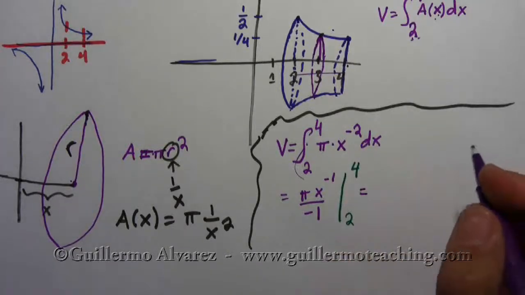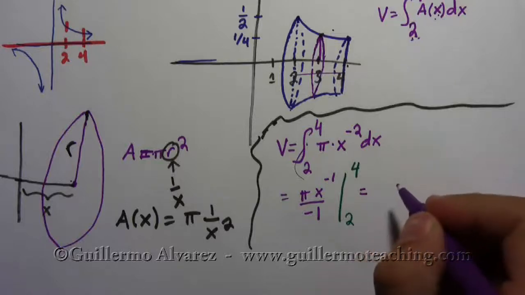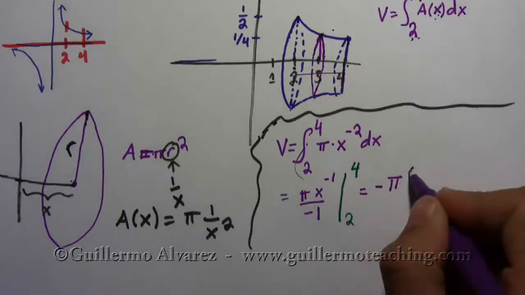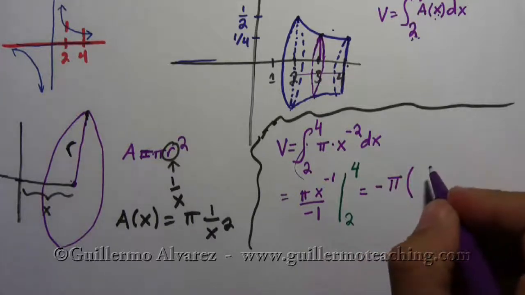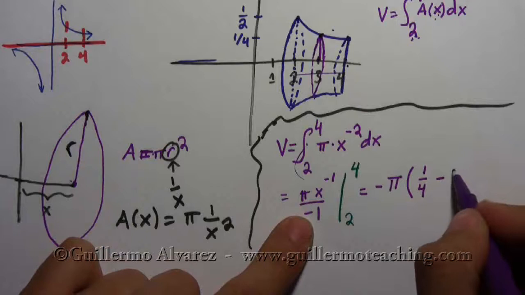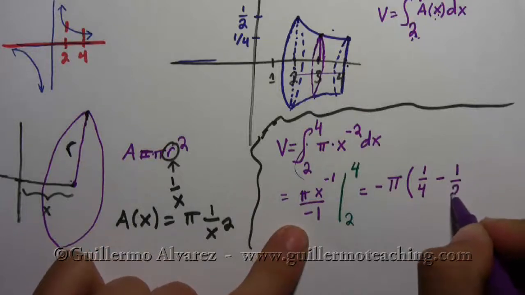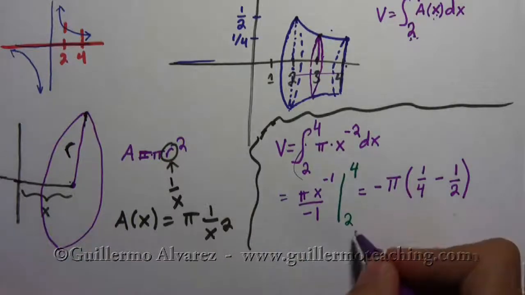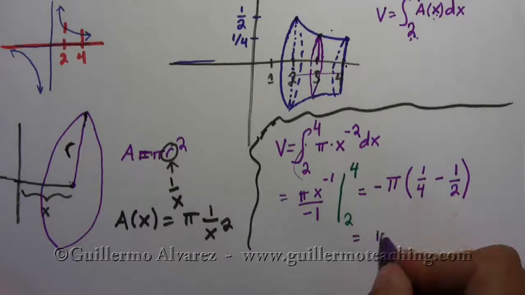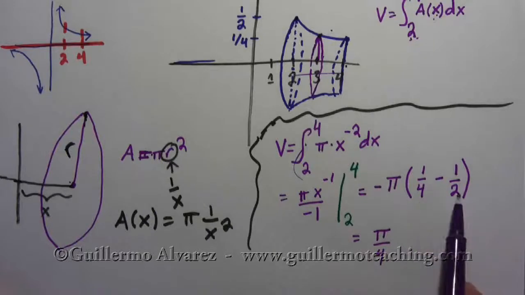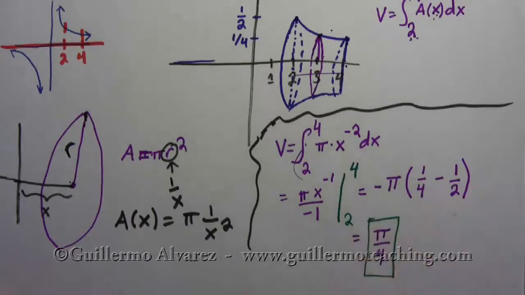And so this is equal to minus pi. I'm just going to factor out the minus pi. Then if I plug in 4, it's going to be 1 over 4 minus 1 over 2. And this is equal to positive pi over 4, because 1/4 minus 1/2 is negative 1/4, and with this negative, it turns out to be positive. So this is simply pi over 4. And that's it.